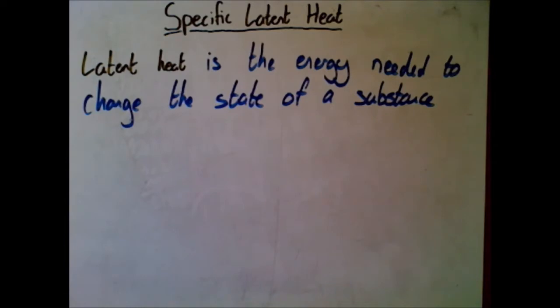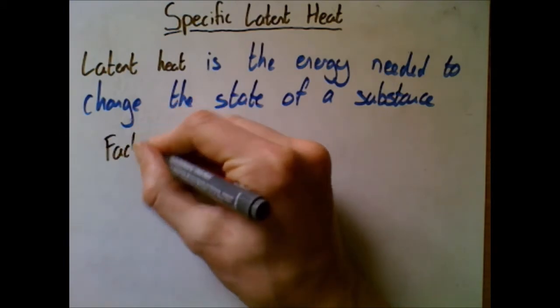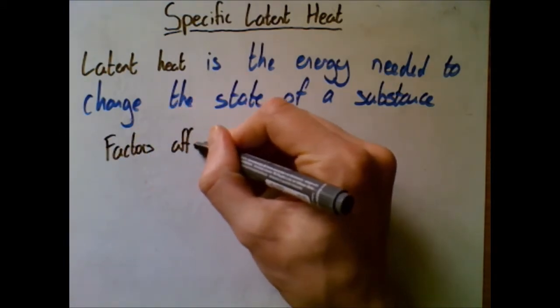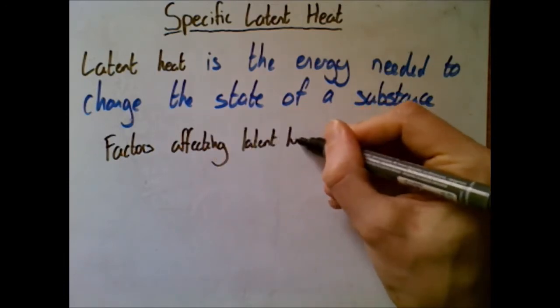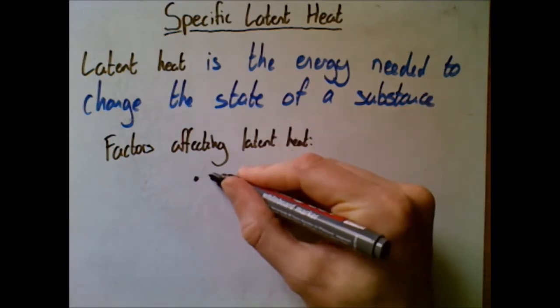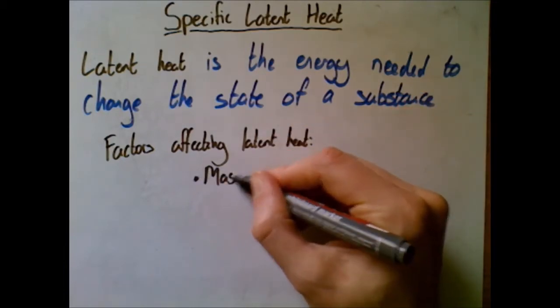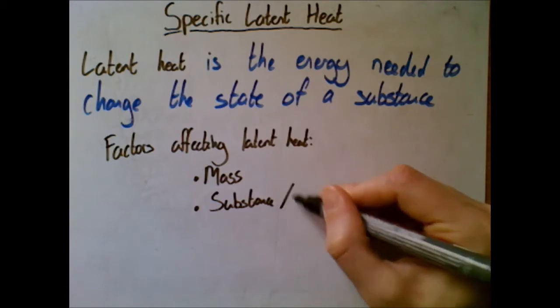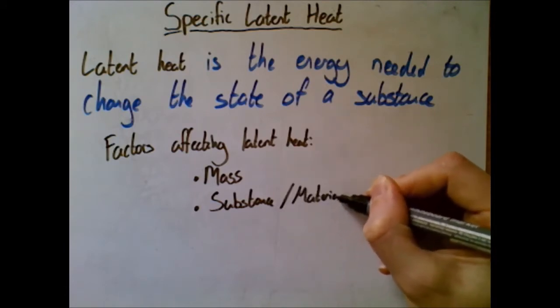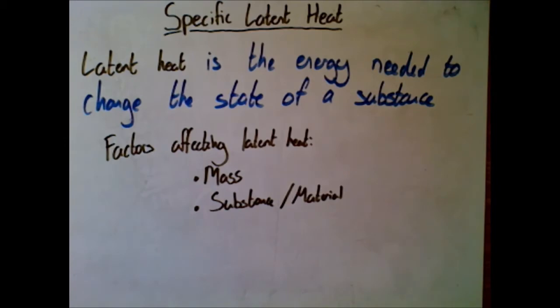Now let's think about what things will actually affect the energy needed. There are two things that are going to affect the energy that you need to change the state of a substance. So, factors affecting the latent heat or the energy needed. There's the mass, and there's what the substance actually is, or I suppose you could say the material, because different substances require different amounts of energy in order to change their state.